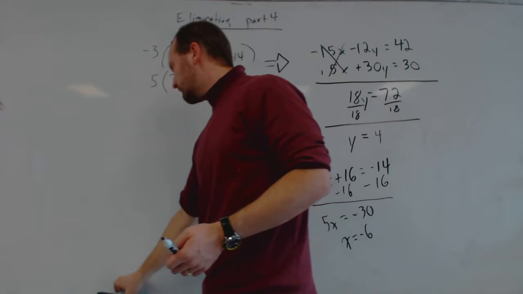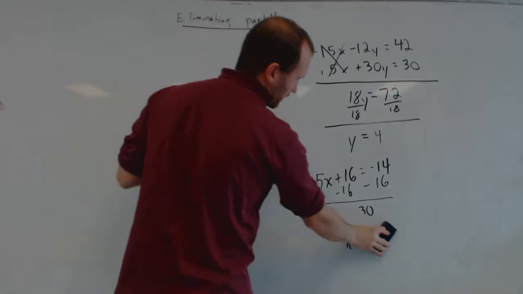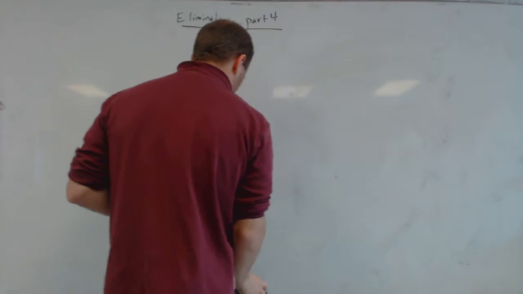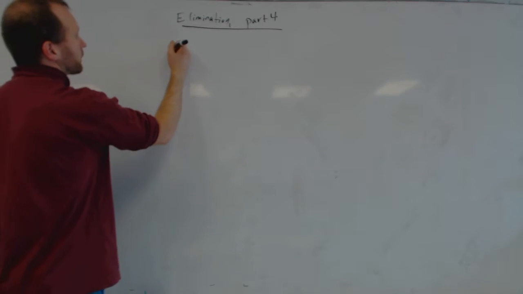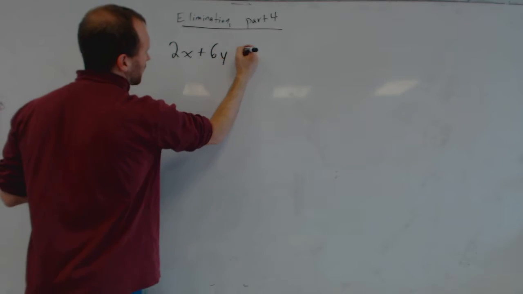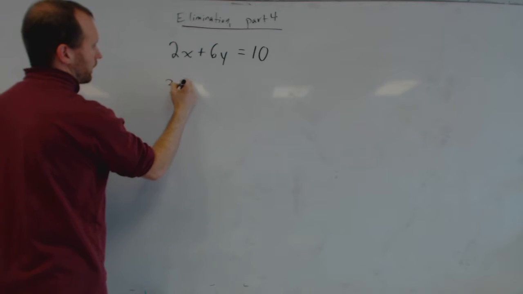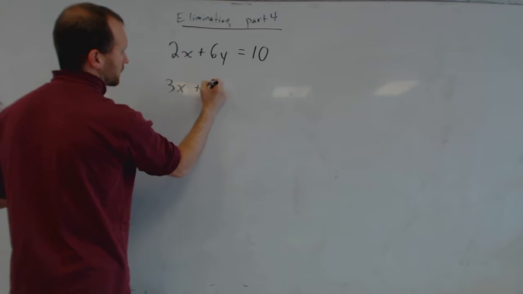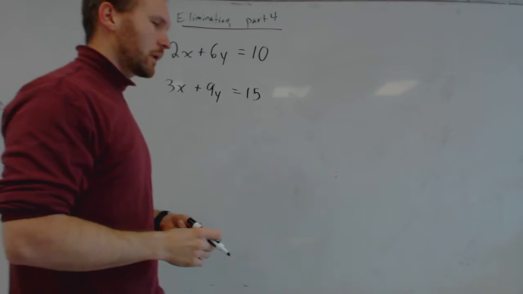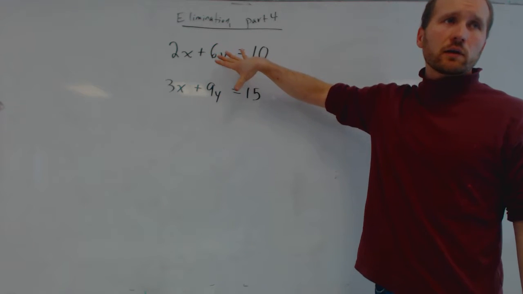All right, now I want to look at something a little different, which again, we already kind of discovered this, but I want to go over it. So let's say I had something like this. 2x plus 6y equals 10. 3x plus 9y equals 15. Okay, I don't see anything. There's nothing set up to add together here. Right? I don't see anything.